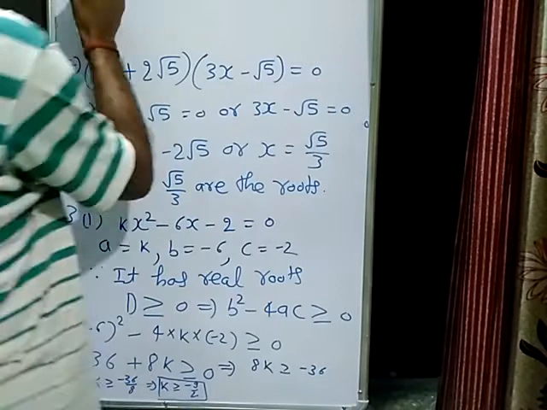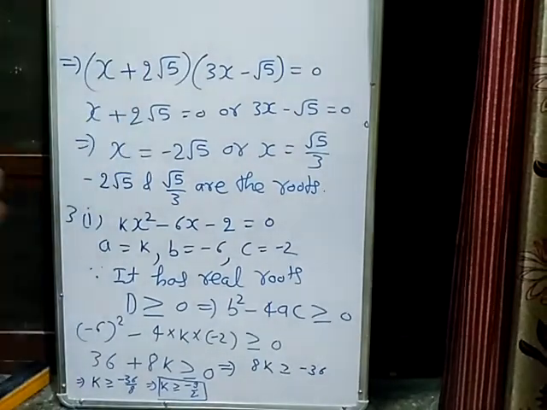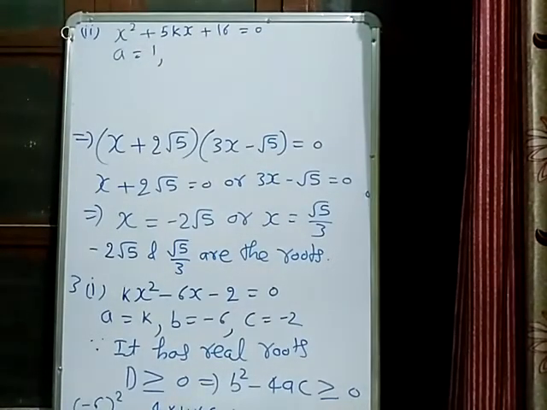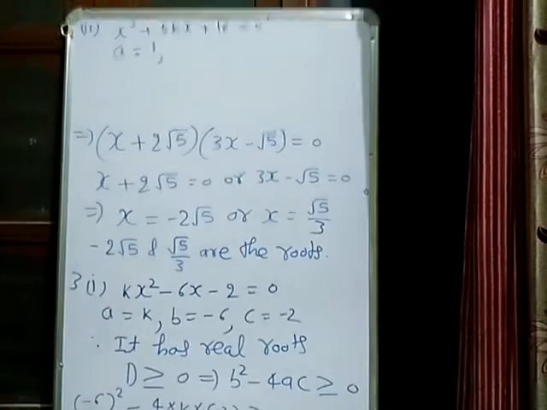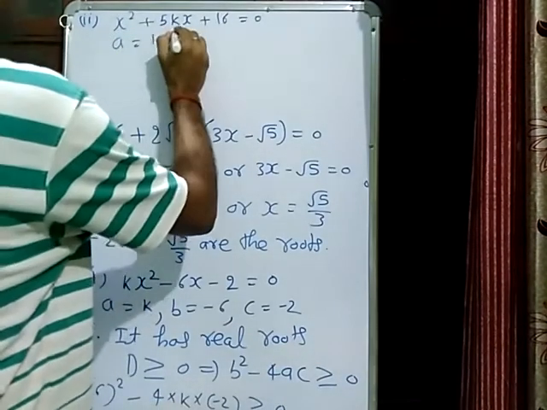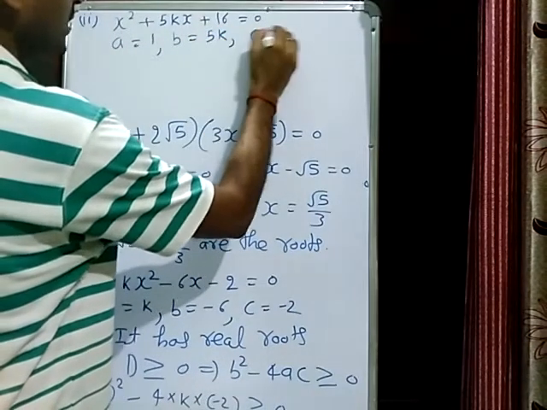So we need to write a. What is a? 1. So firstly we'll write the values. A is 1. Then we'll write b. B is equal to 5k. Then write c. What is c? 16.